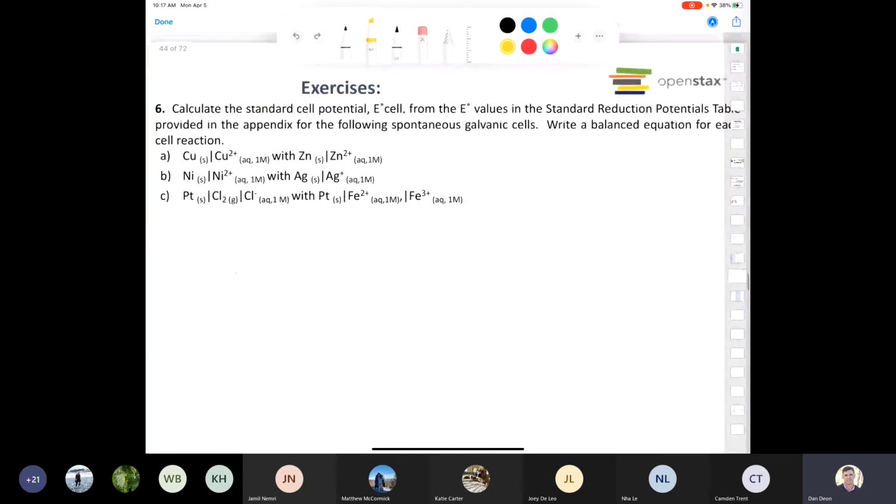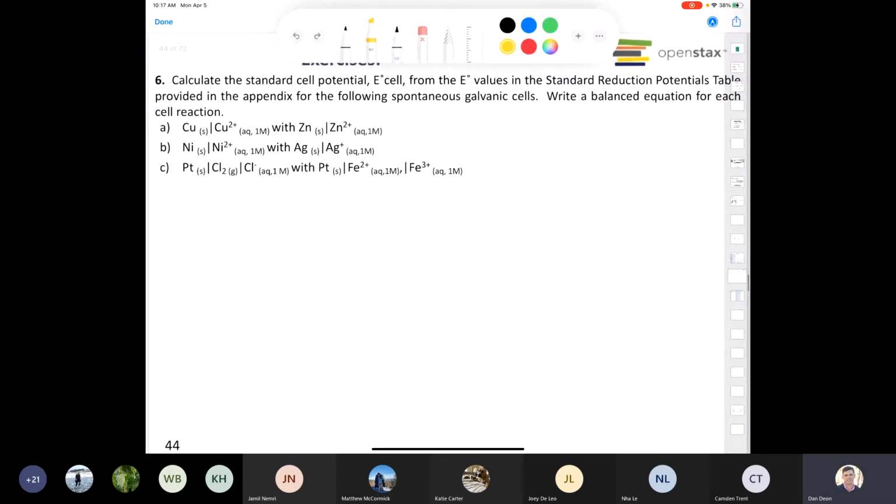All right, that's a lot of talking. Let's take a look at some examples here, and we'll start with 6A. You could use the table that's in our textbook, the appendix, to solve these problems, or you can use that other one that I put in the slides, which is, I think, an easier one to refer to. But let's take a look here.